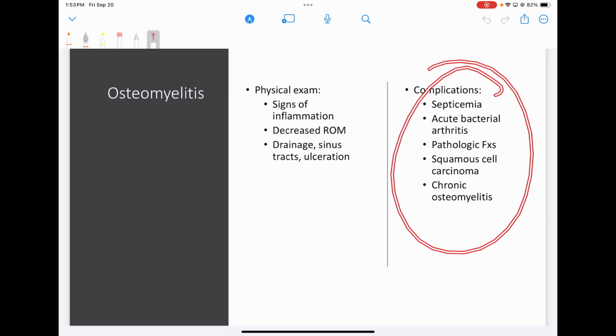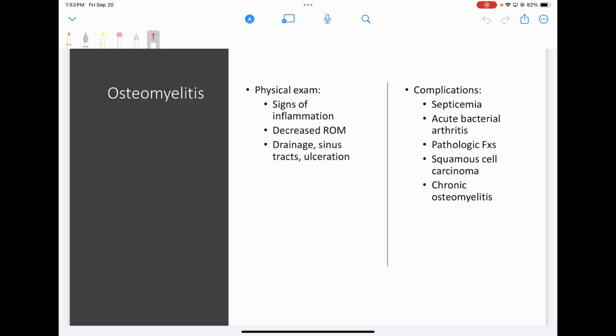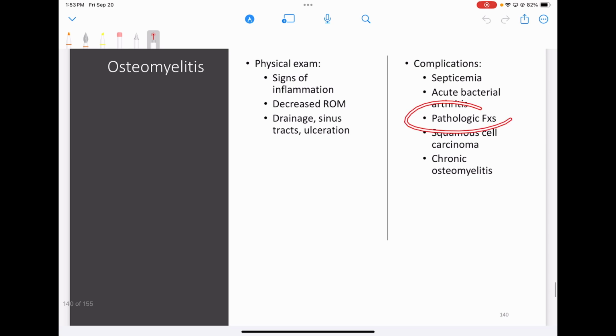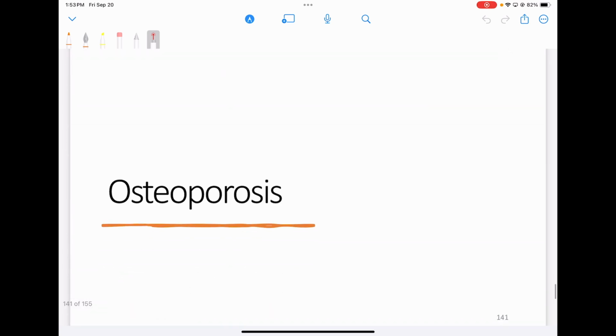Complications, obviously, they become septic, all this bacteria is floating around. Acute bacterial arthritis can happen. Pathologic fractures, we talked about that before. The bone's getting weaker from the necrosis that's going on, and it will break. Small musculoskeletal carcinoma and chronic osteomyelitis.